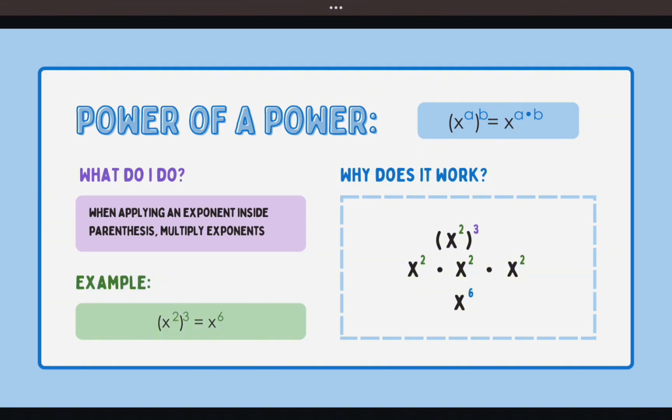Power of a power. When applying an exponent to an expression inside parentheses, multiply the exponents. For example, x to the power of 2, to the power of 3, equals x to the power of 6.